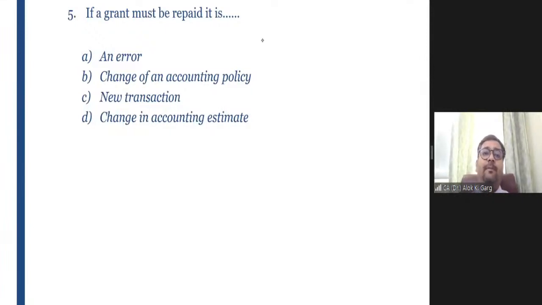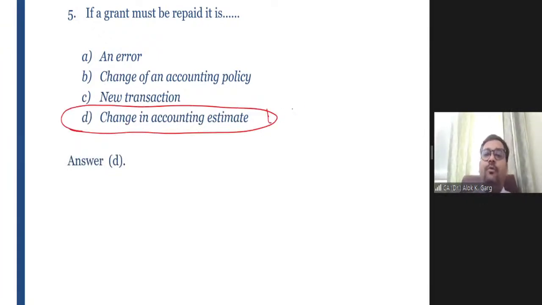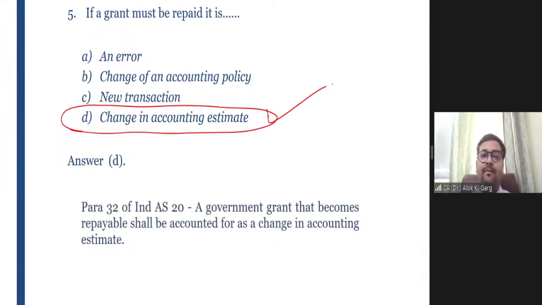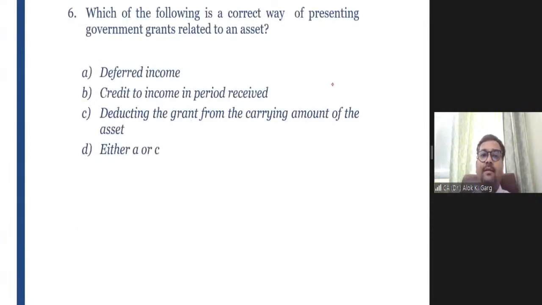If the grant has to be repaid, whether it is an error, change in policy, what is that? Of course, it is a change in accounting estimate. I have told you that if the grant is repayable in future year, it is a change in accounting estimate. The treatment is prospective, not retrospective. It is prospective.